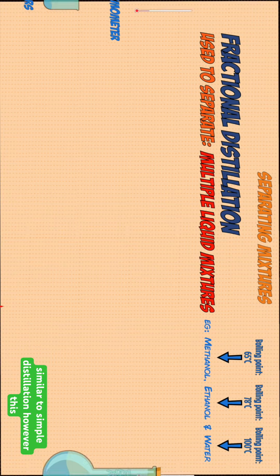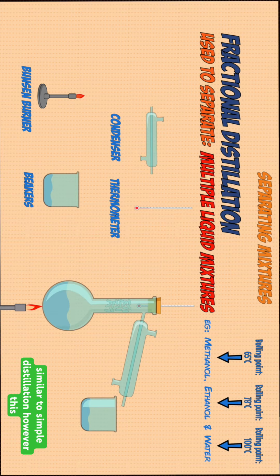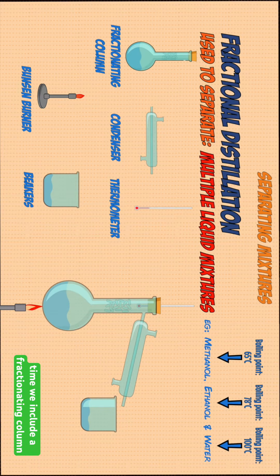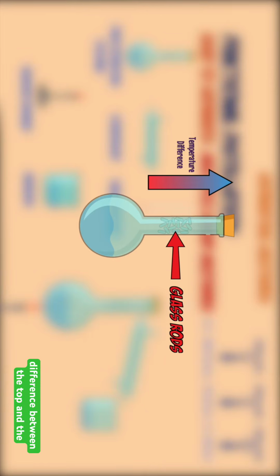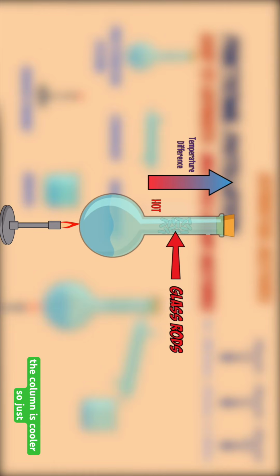The setup is similar to simple distillation, however this time we include a fractionating column which has tiny glass rods in it. The long fractionating column causes there to be a large temperature difference between the top and the bottom. Because the heat only comes from the Bunsen burner, the bottom of the column is hot and the top of the column is cooler.